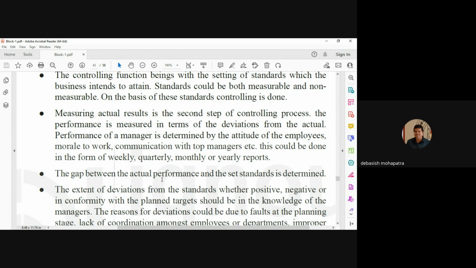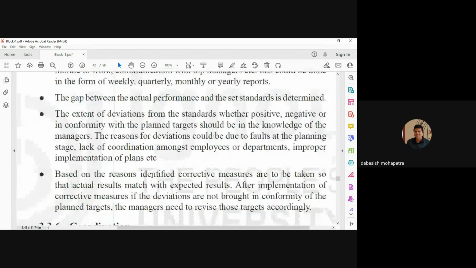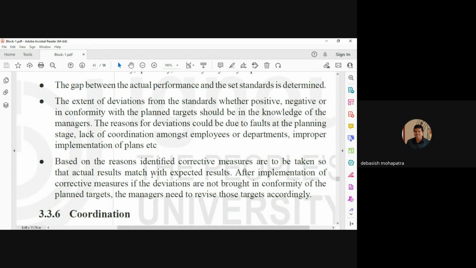Then the gap between the actual performance and the set standard is determined. Then the extent of deviation from the standard, whether positive, negative, or in conformity with the planned target, should be in the knowledge of the manager. The reasons for deviation could be due to fault at the planning stage, lack of coordination among employees or departments, improper implementation of plans, etc.